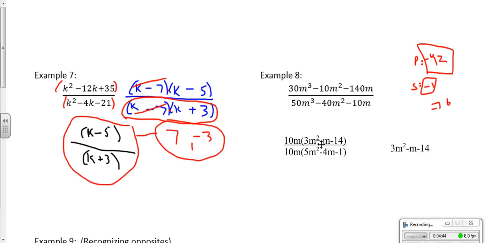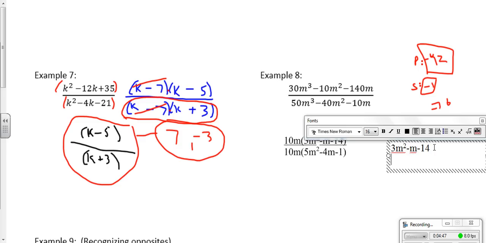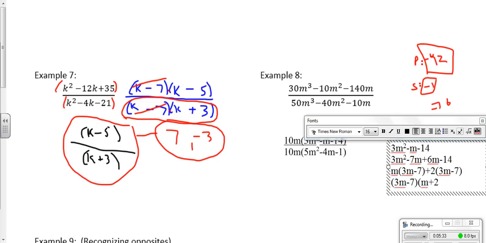Okay, so going back to my problem, that means I can factor that down to 3m squared minus 7m plus 6m minus 14. The first two have an m in common, and I get 3m minus 7 if I factor that out. The other one has a positive 2, so if I factor that out, I get a 3m minus 7. I now have a 3m minus 7 in common, and I'm left with an m plus 2. Okay, that's factoring by grouping.